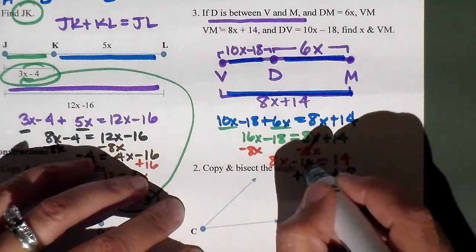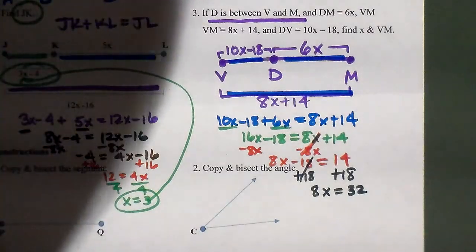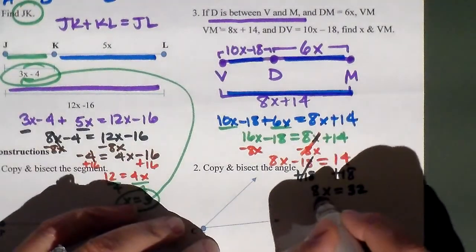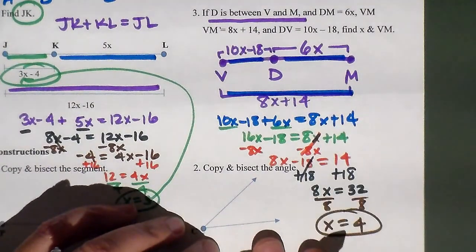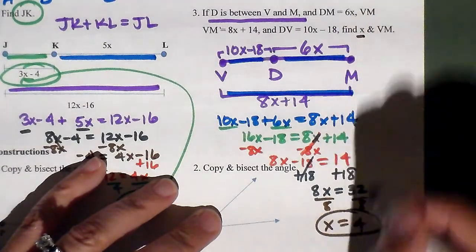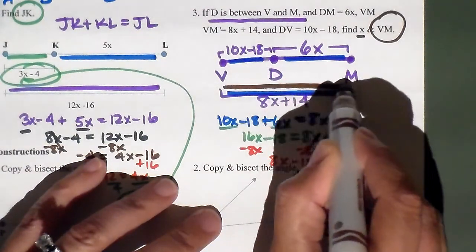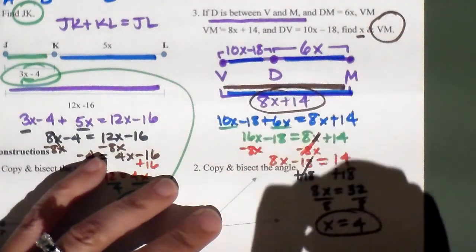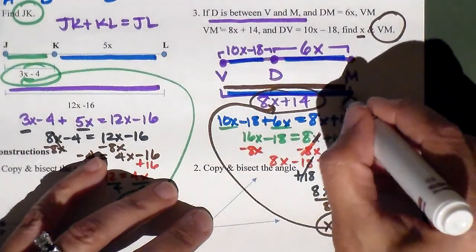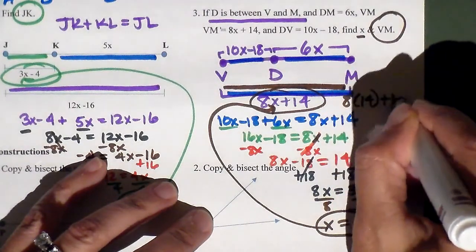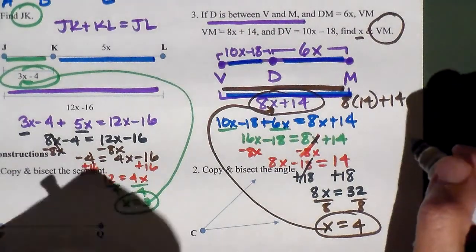So then I'm going to add 18 to both sides. So 8x equals 32. And then I'm going to divide both sides by 8. So x is equal to 4. But I want to find VM. Well, what's VM? VM is 8x plus 14. So I'm going to take that x and plug it in right there. So 8 times 14 plus 14.